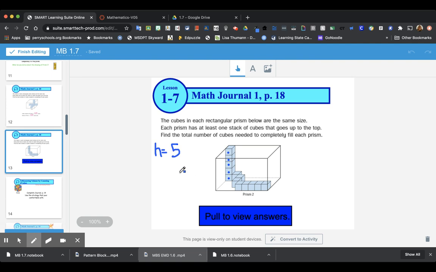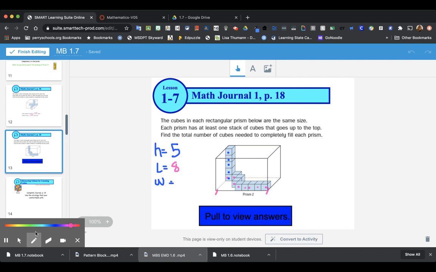Easy to see. And now we need length and we need width. So I'm going to do length in another color here. And I'm going to go from this corner to this corner for length. Well, I can start here because I can see 1, 2, 3, 4, 5. But then I can look, the next one would be 6, 7, 8. We can see that it is 8 long.